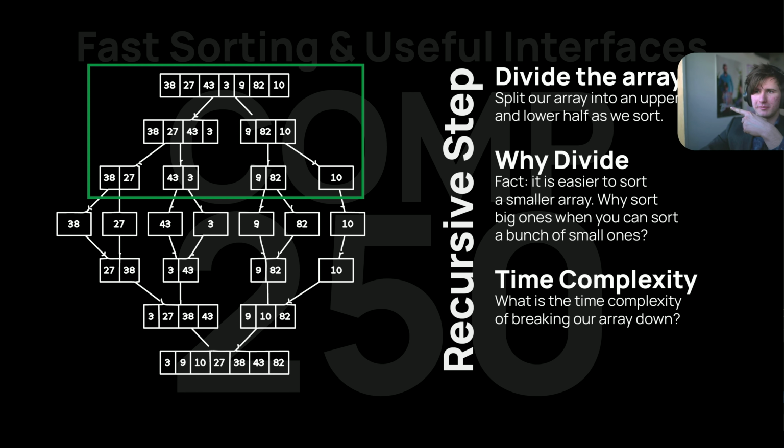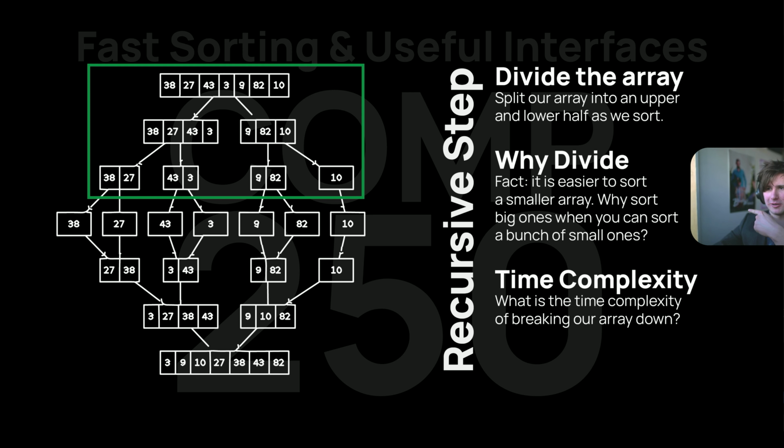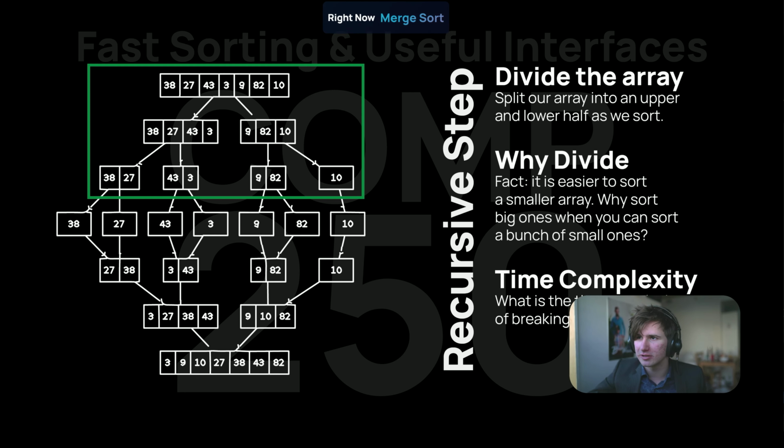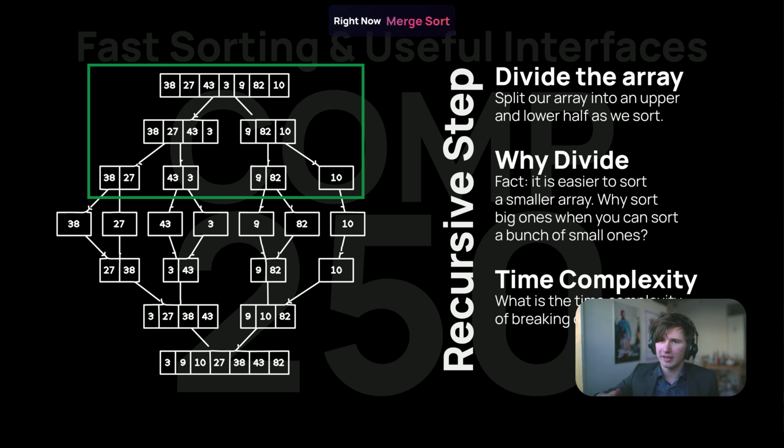We split our array and we keep dividing. Why do we divide? Because it's easier to sort an array of a smaller size, right? Something of size 1 is already sorted. So we're basically splitting up our array into sorted pieces. And now the time complexity. Now that is a good question. Could somebody tell me what is the time complexity of dividing our array into these little pieces?